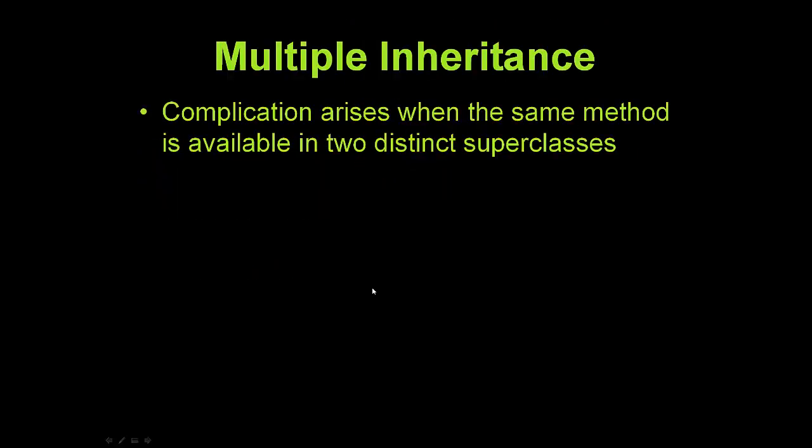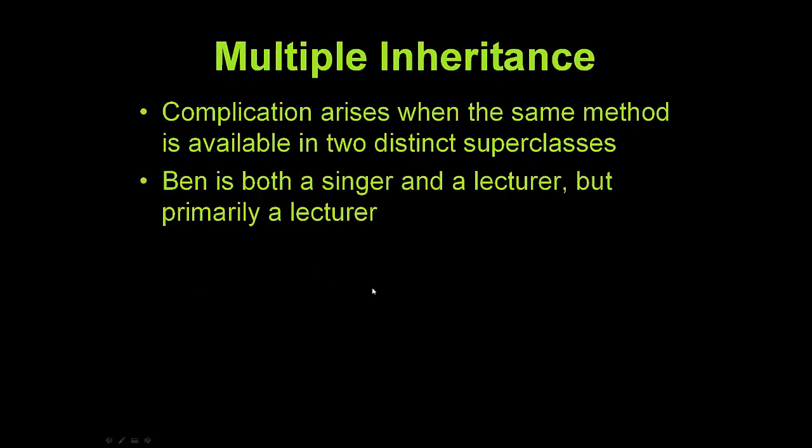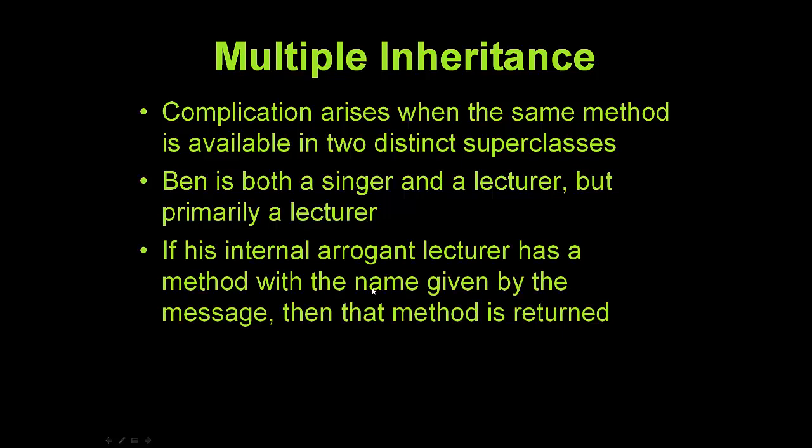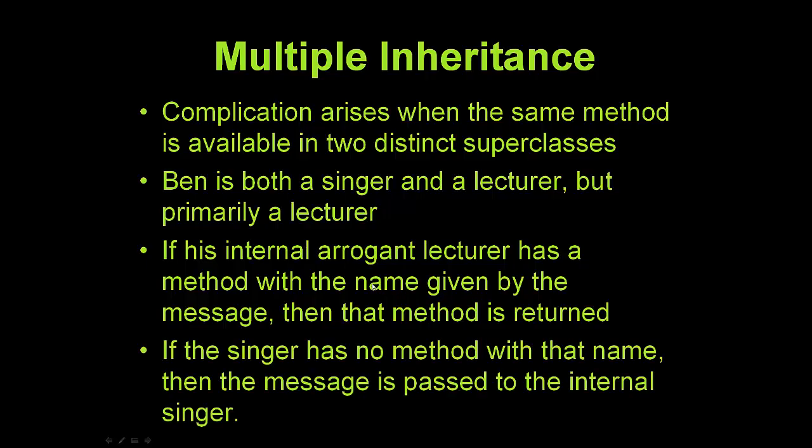Now, the complication arises when the same method is available in two classes, right? So Ben is both a singer and lecturer, but primarily a lecturer. So essentially, if the internal arrogant lecturer has a method with the same name as the message, then that method is returned first. If not, you check the singer. If not, then you will go to fail.